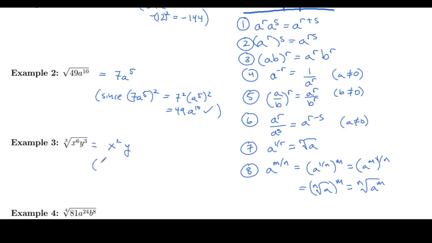Okay, and we can check that. Since x squared y cubed, now looking up here at our property list, I have two things raised to a power, so that would be each of them separately to that power, x squared cubed y cubed. And now using property 2 here, this would be x to the 6th, multiplying these two, y cubed. And that's exactly what we want to take the cube root of, so that looks like we made the correct simplification.